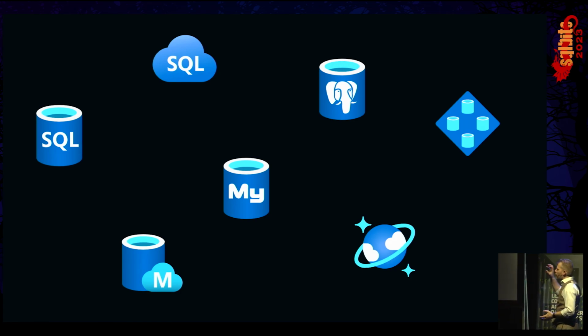But we can bring stuff from MySQL, from Cosmos DB, from managed instance. It doesn't really matter. As long as there is A, a mechanism for handling changes, and B, a connector in Debezium, you're good to go.